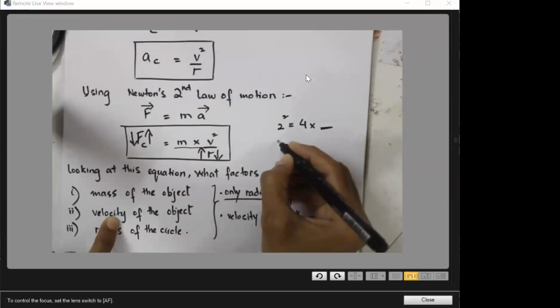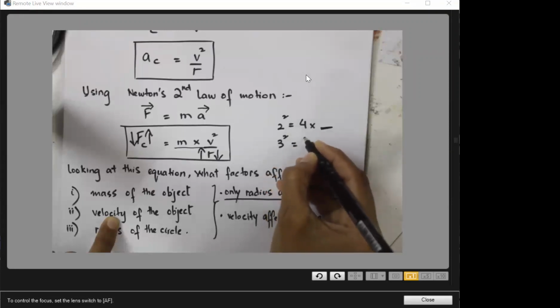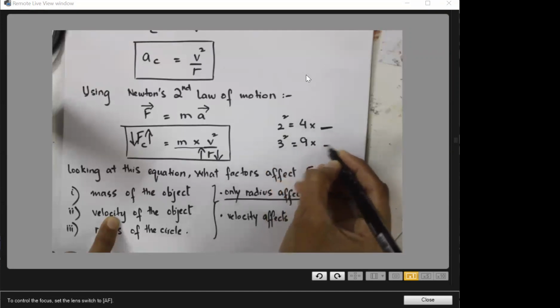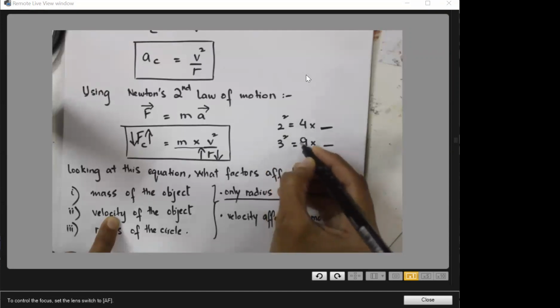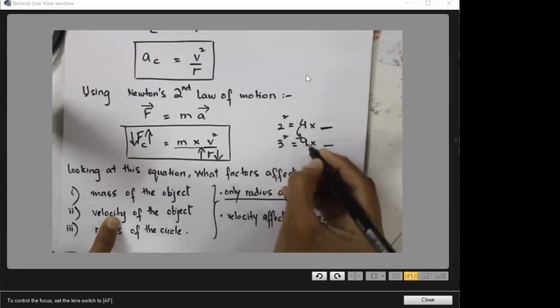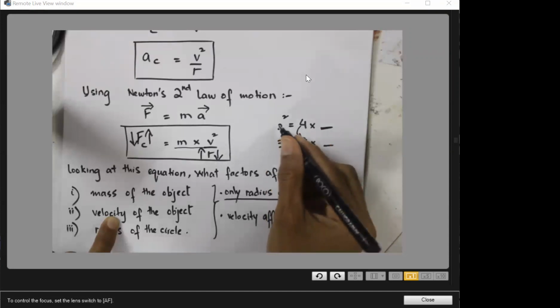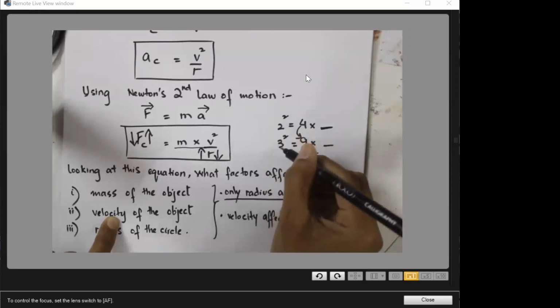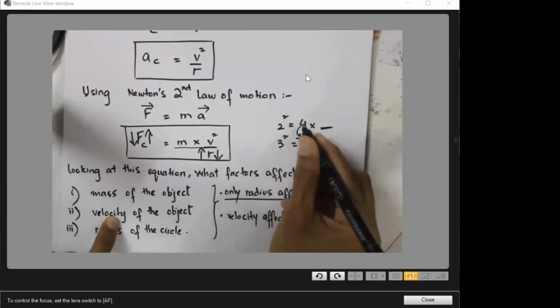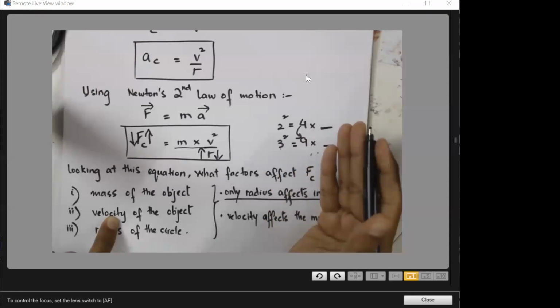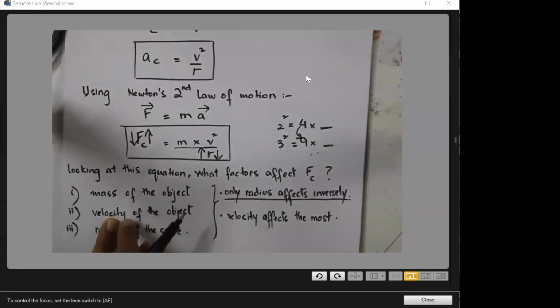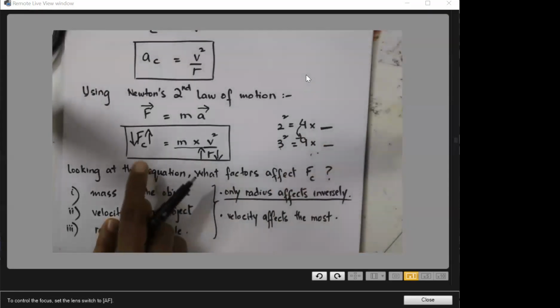But if, for example, it increases to 3, it will affect the centripetal force. Look, the mass will stay the same if the radius stays the same. Can you see from 4 to 9, there's a big increase? Though the velocity increased by only 1 unit, the force increased by so much, 5. So that means velocity has a big impact on the centripetal force.